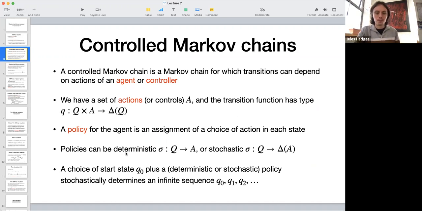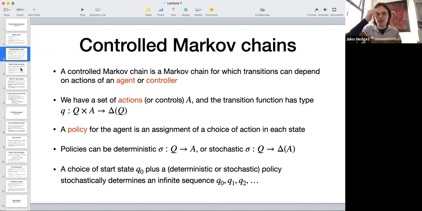Okay, now similarly to before, if we have a choice of start state plus a policy, either deterministic or stochastic, that's going to stochastically generate an infinite sequence of states. For every state, we take that state together with the action that the policy chooses in that state, and then that gives us a distribution on the next state.